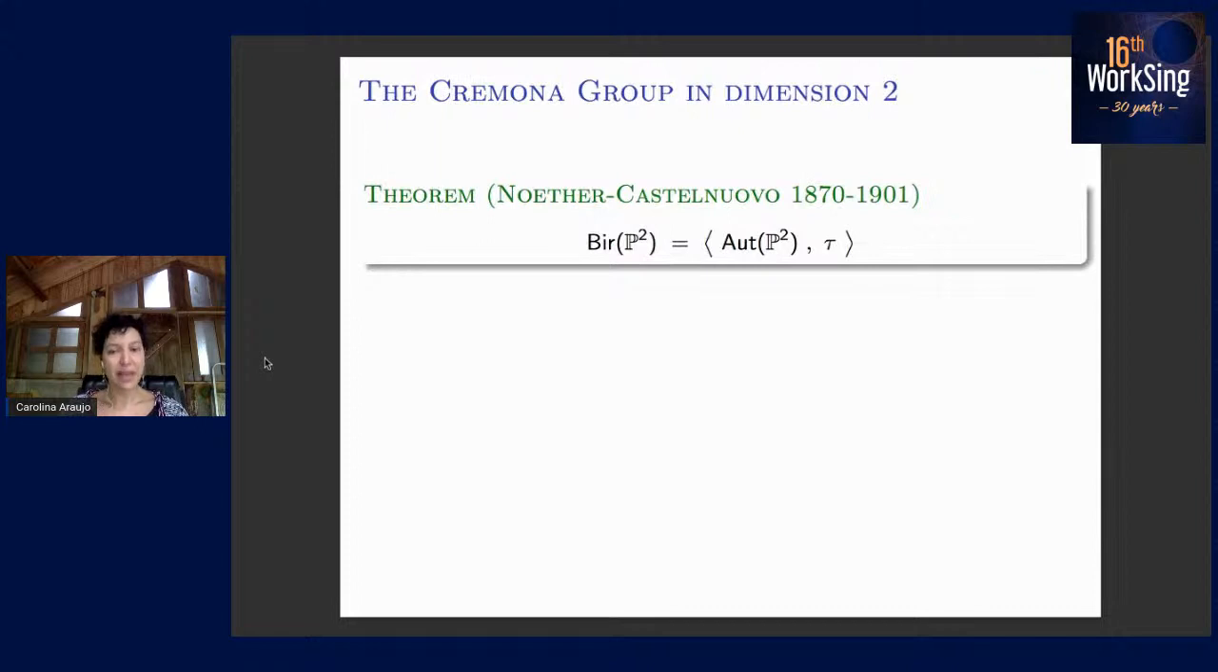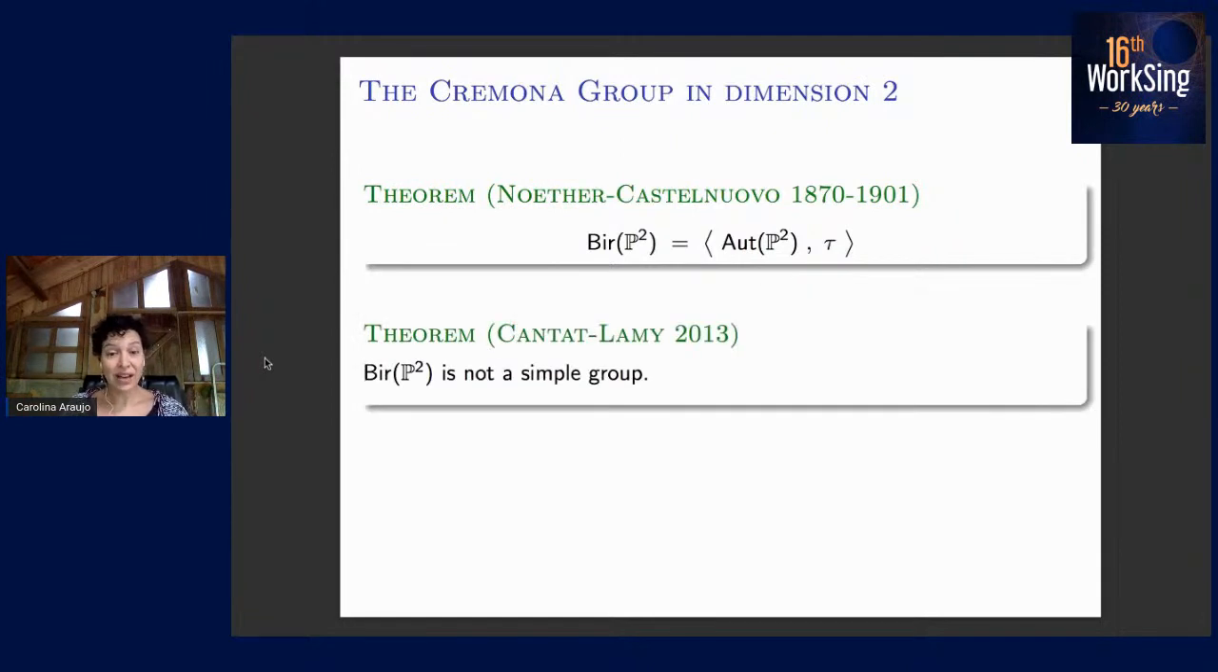Okay, so let me say a few more words and state a few more results about the Cremona group in dimension 2. In addition to the Noether-Castelnuovo theorem, which was proved more than 100 years ago, we now have many results about the Cremona group. Even though we have this very simple description in terms of generators, PGL3 plus this one quadratic transformation, the structure of this group is very complicated. And only recently we have learned some important properties of this group.